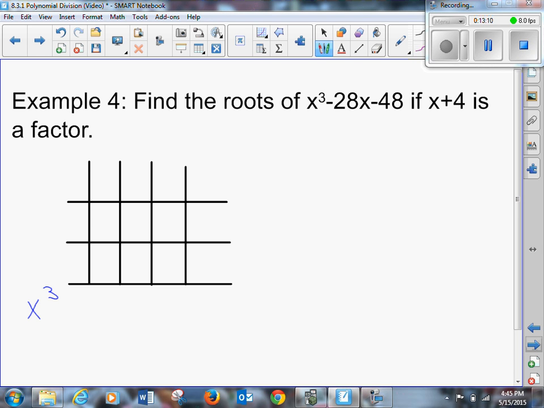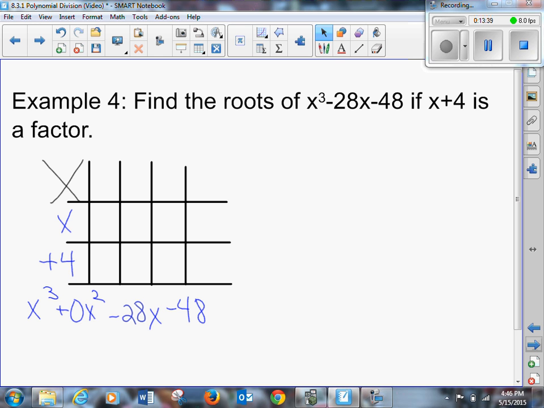So in other words, I'm going to go plus 0x squared, and then we're going to have minus 28x, and then minus 48. Okay. And then along the vertical, the left side vertically, I'm going to put my x plus 4. So here's the x plus 4. Again, up here in the corner, I want to remind myself I'm multiplying what's underneath it by what's next to it in order to get the polynomial that I was given.